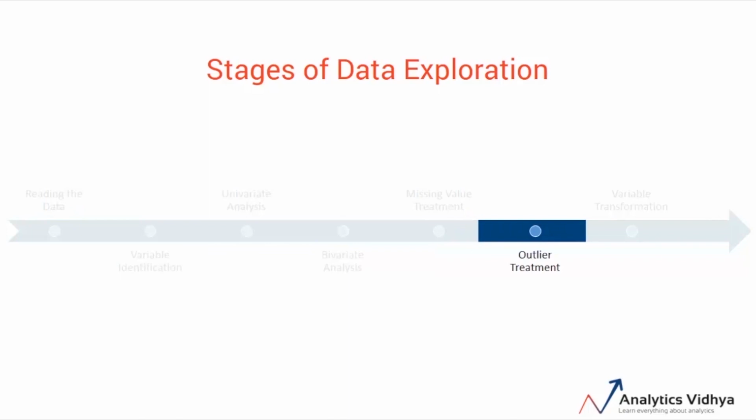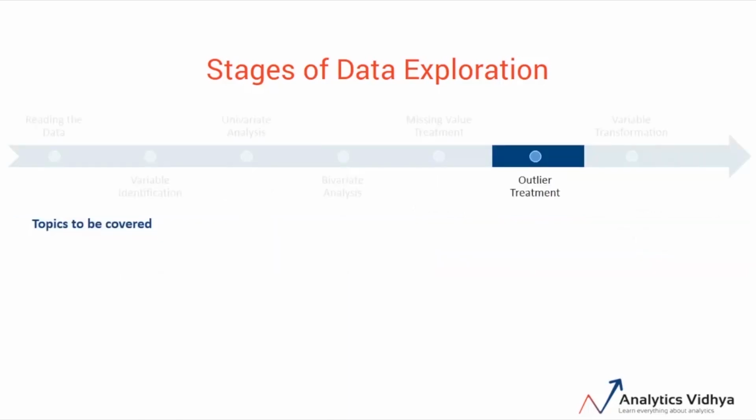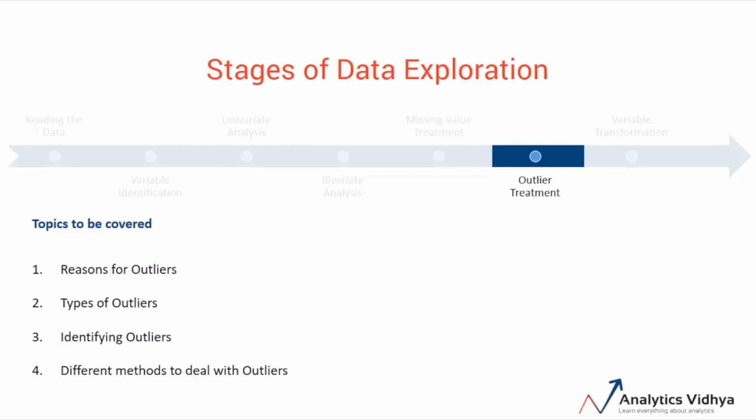So first of all, let us have a look at the topics that we'll be covering in this video. First of all, we'll see the reasons for outliers. Then we'll have a look at the different types of outliers. Next, we'll see the methods to identify the outliers, and last, we'll see the different methods to deal with these outliers. So we'll see each of these topics in detail. Let's get started with the first topic.